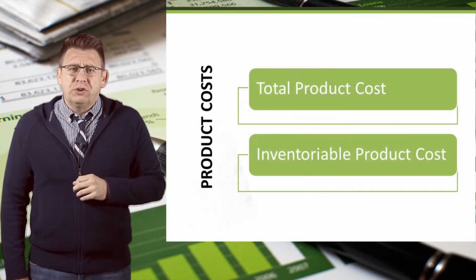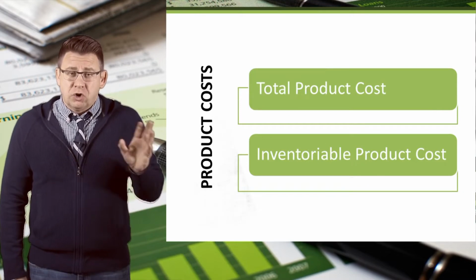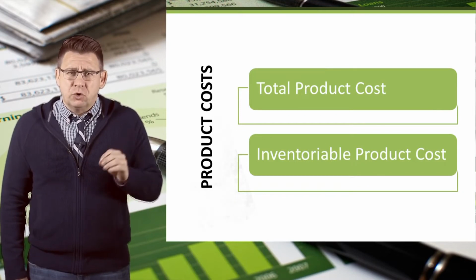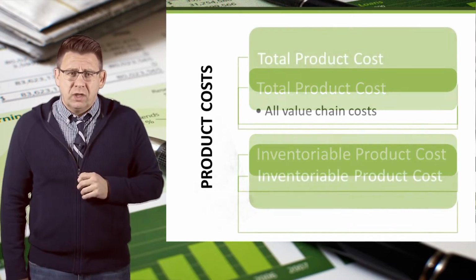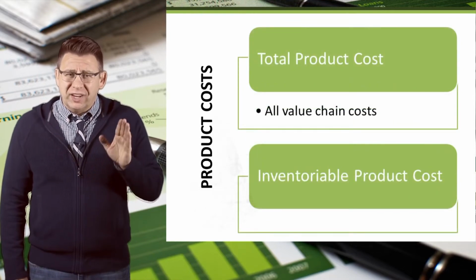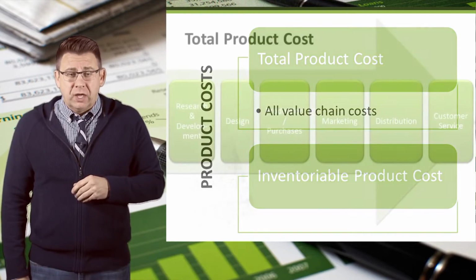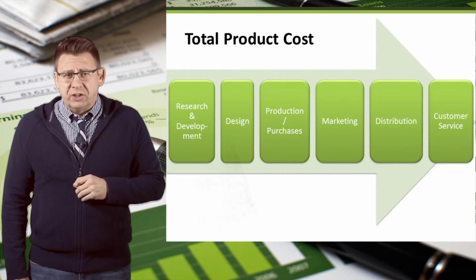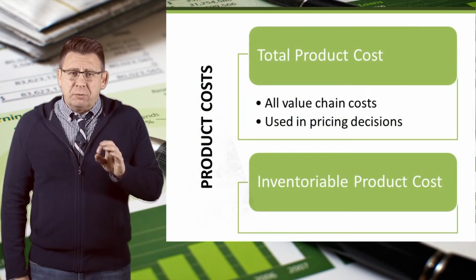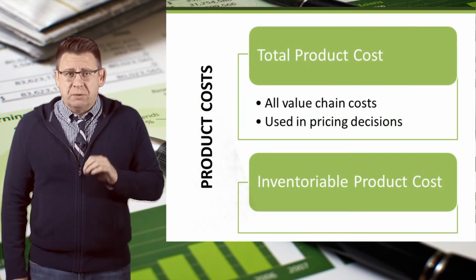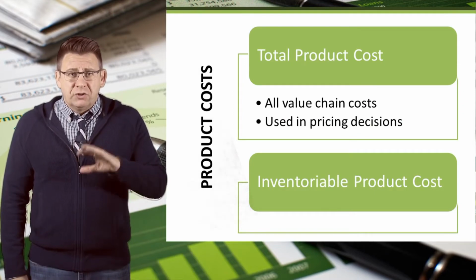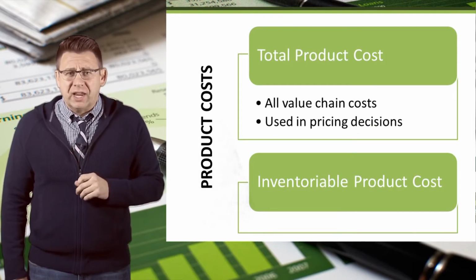Most companies use two different definitions of cost: total product cost and inventoriable product cost. The total cost is used for internal decision making. It includes all the costs of the value chain. Management needs to know total costs so it can price goods high enough to cover these costs and still make a normal profit.